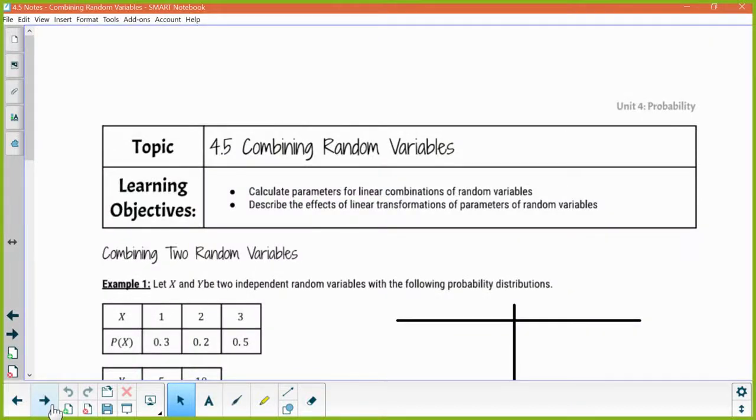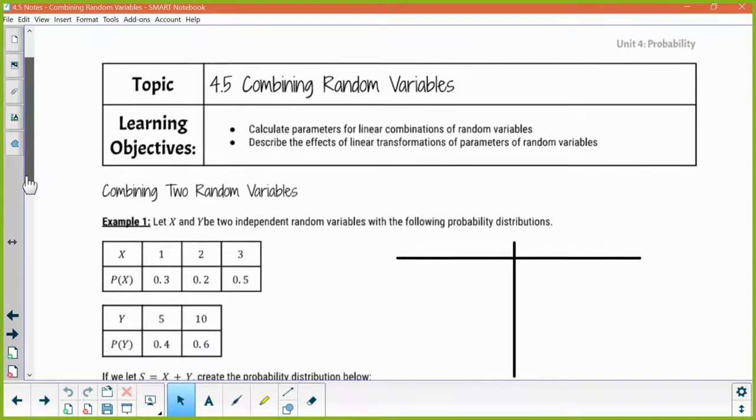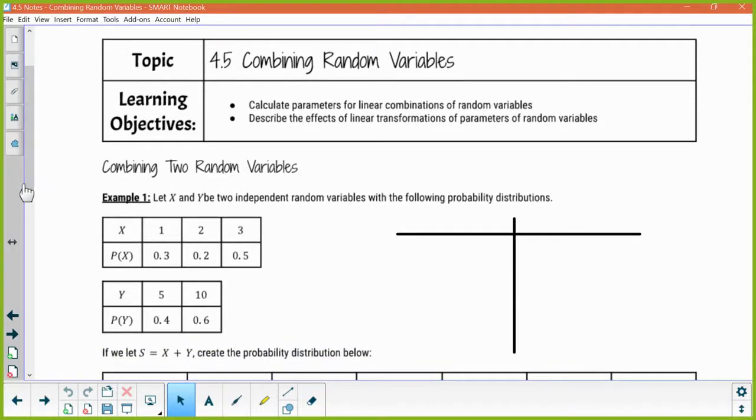So today we are going to look at whether there are ways to combine random variables so that we're not having to interpret and manipulate every single piece of data. So let's look at how that works to begin with. Our first example has X and Y be two independent random variables with the following probability distributions.